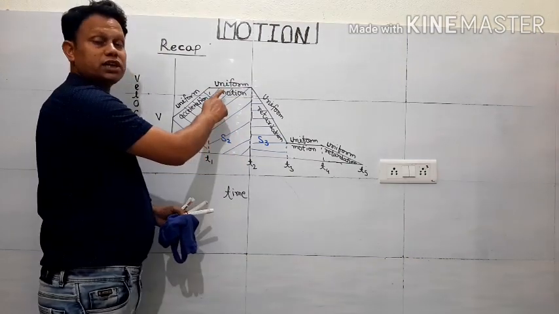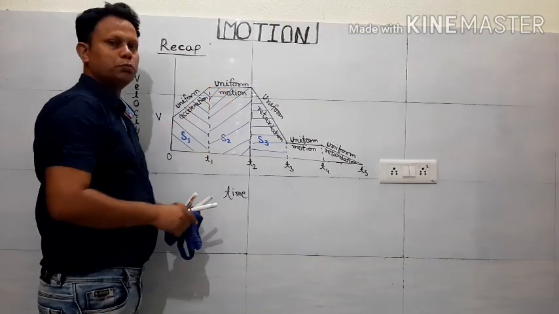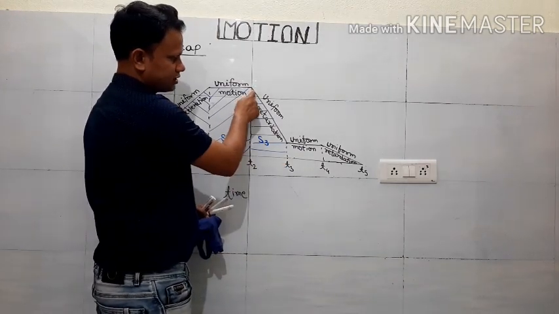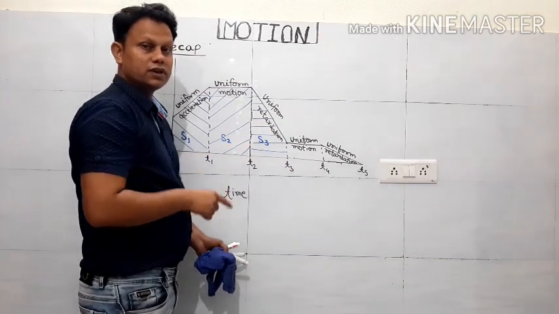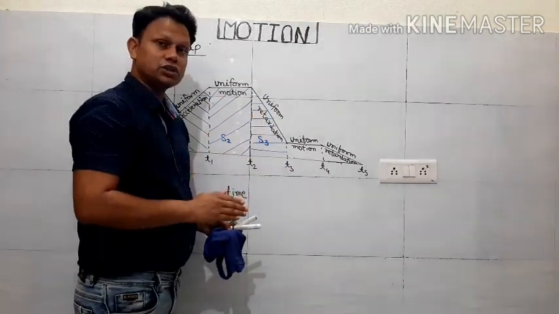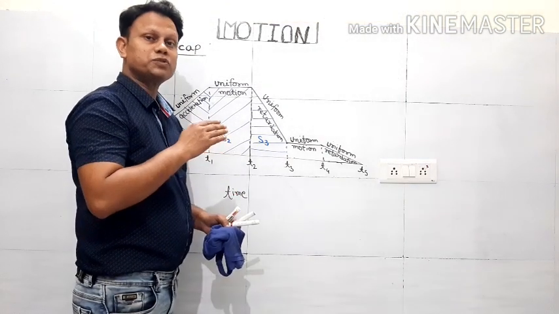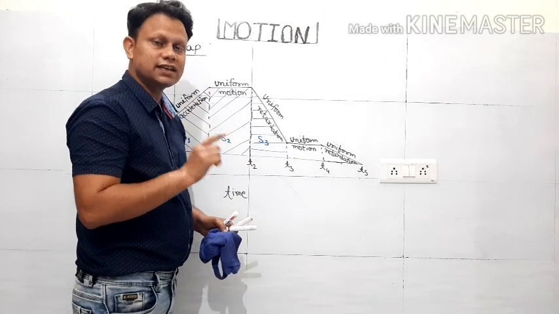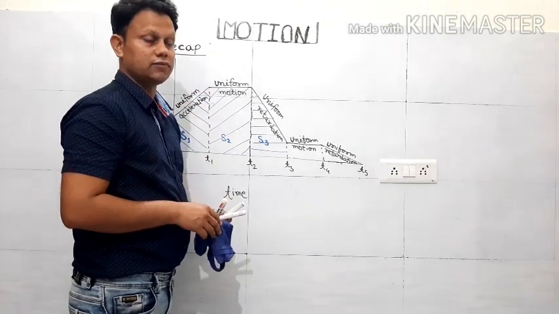Then from t1 to t2, you can see the line is going parallel to the time axis. That means what kind of motion has been shown here? Uniform motion. Then from t2 to t3, the line is straight but going down. This means it is showing a case of uniform retardation, where the value of speed is continuously decreasing at a fixed rate. It's a decreasing case, like when you apply brakes.